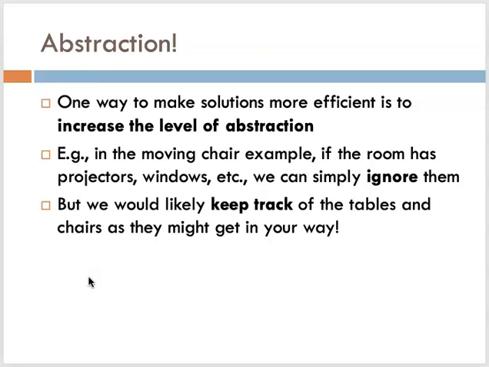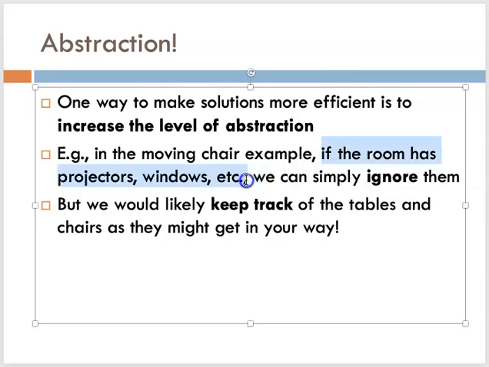So, for example, in the moving chair analogy that we were looking at, if you're in a classroom, the room might have a bunch of things in it: projectors and windows and blinds on the windows and things like that. Well, those aren't really relevant to the problem usually. If all you're doing is moving the chair, it doesn't really matter if you have three windows or five windows, and whether they're open or closed or the blinds are down or whether there's a projector up on the wall or not. Again, it depends on the constraint.